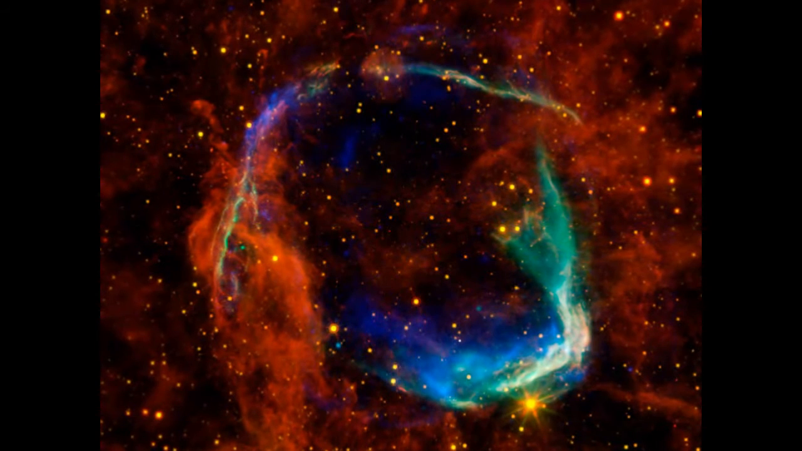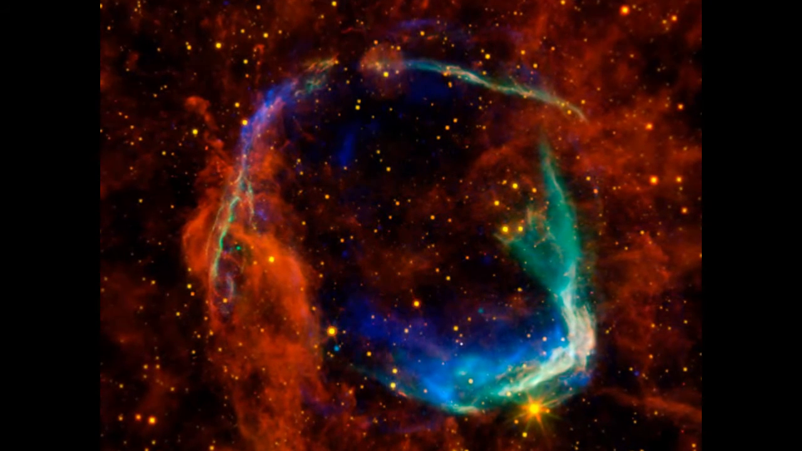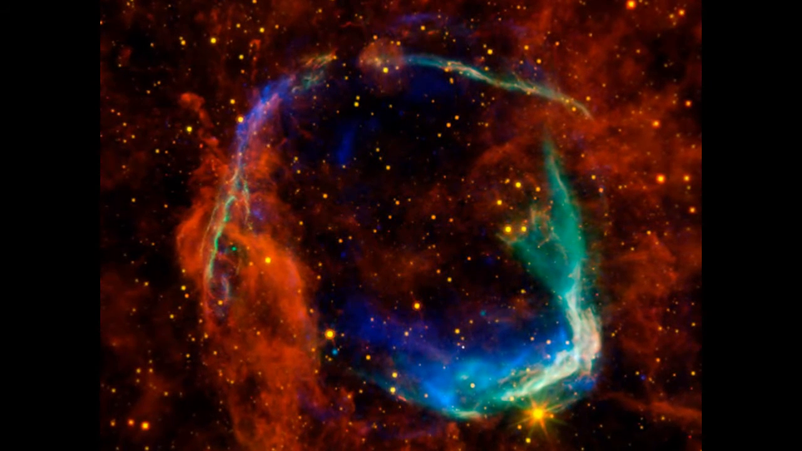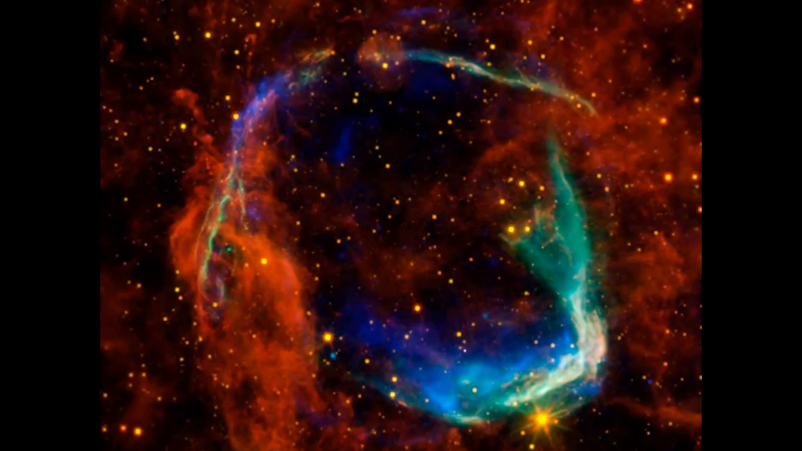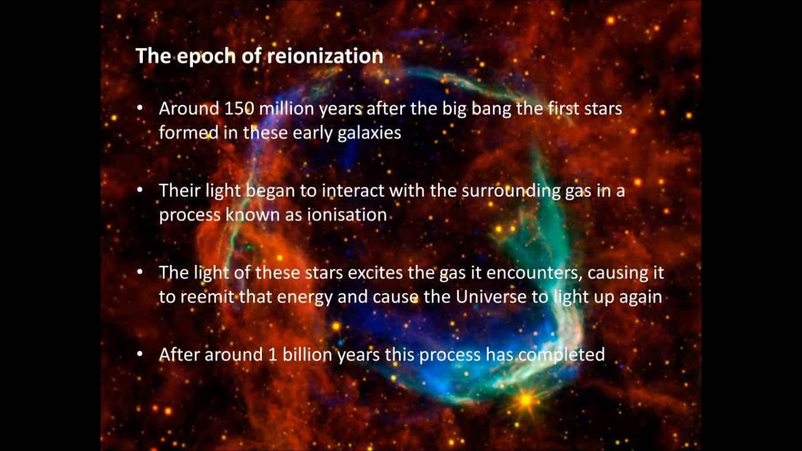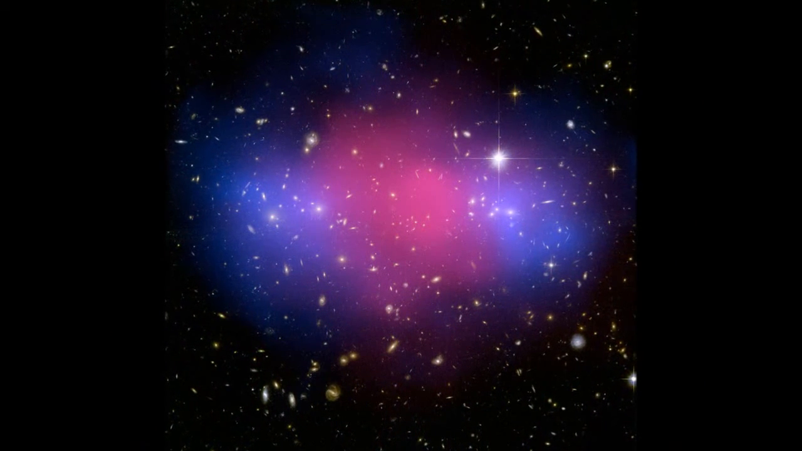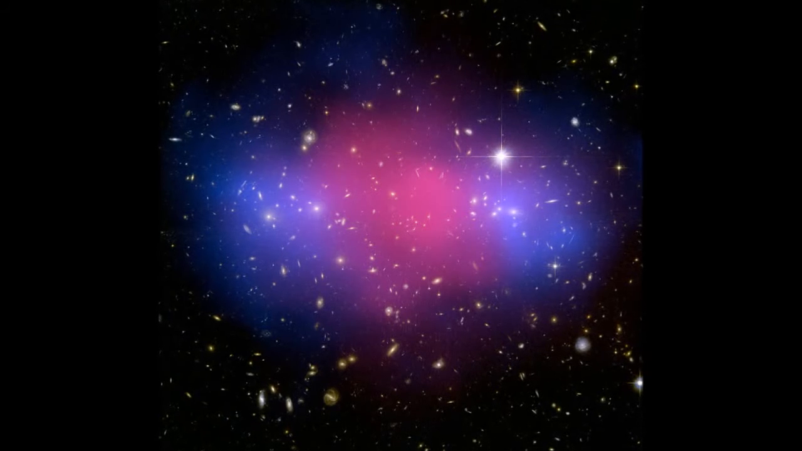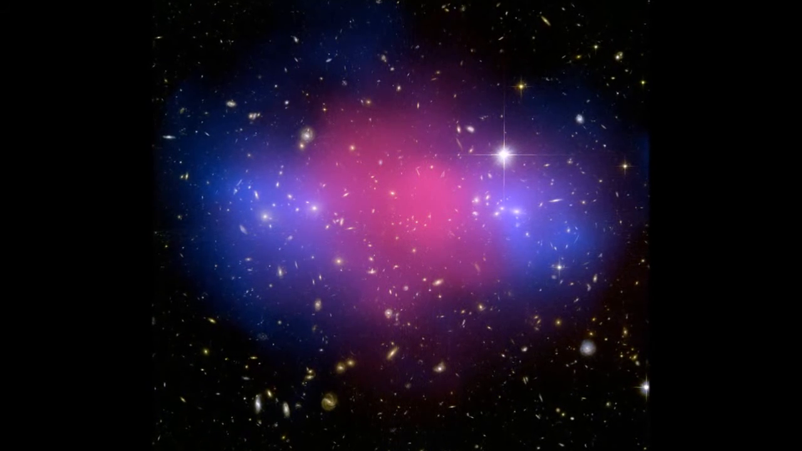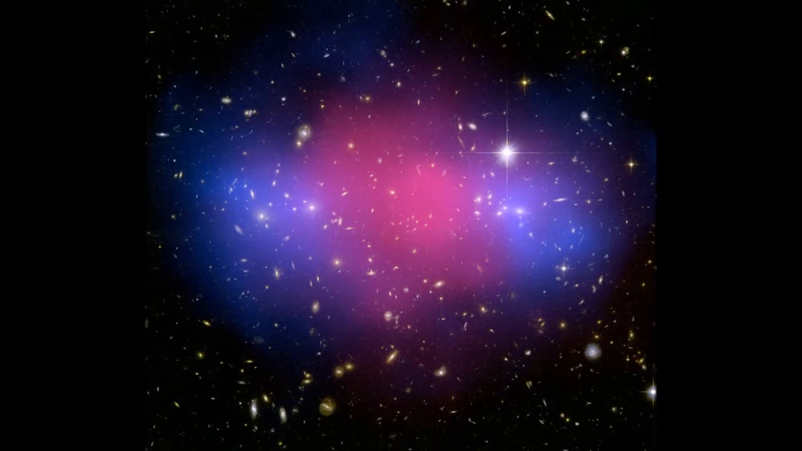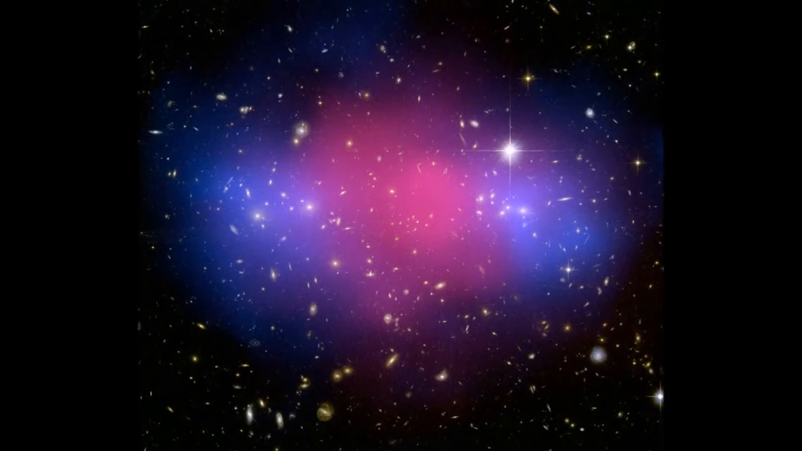Then around 150 million years after the Big Bang, the first stars did pop into existence. They started to form in these early galaxies. And their light began to interact with the surrounding gas and heated it up again in a process known as ionization. And the light from these stars and the gas it encounters started re-emitting all this energy all over the place again. That light which wasn't there before was everywhere again, and the universe really lit up. And it took about 1 billion years for this reionization process to complete, for this light to interact and start knocking electrons off of all the surrounding gas and light the universe up to the way we know it today.